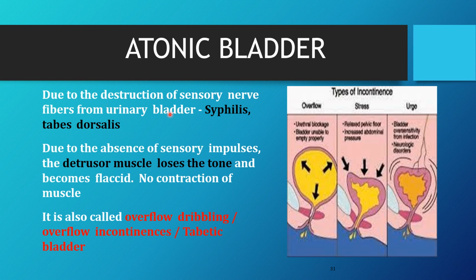When there is destruction of the sensory nerve fibers in these conditions, the atonic bladder will be present. Due to absence of sensory impulses, the detrusor muscle loses its tone and becomes flaccid. There will be no contraction of the muscle. It is also called overflow dribbling, overflow incontinence, and tabetic bladder. What happens is the bladder continuously fills, and when it is overfilled, there will be dribbling. Automatically, without our consciousness, the urine comes out of the bladder.